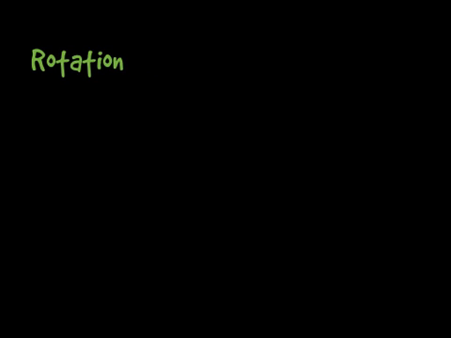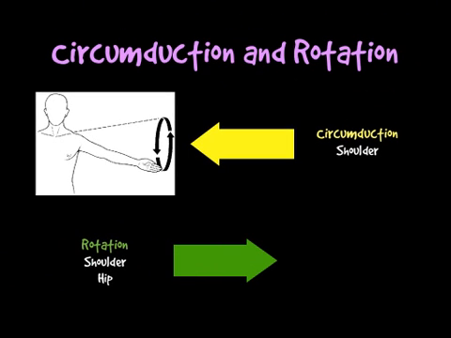Rotation is what we call a twisting motion, and the best way to remember this is if you had a pen in your hand, pretend it's a screwdriver and twist the pen around its axis. And again, this only occurs in the shoulder, alongside the hip as well. You can actually rotate your legs through your hip.